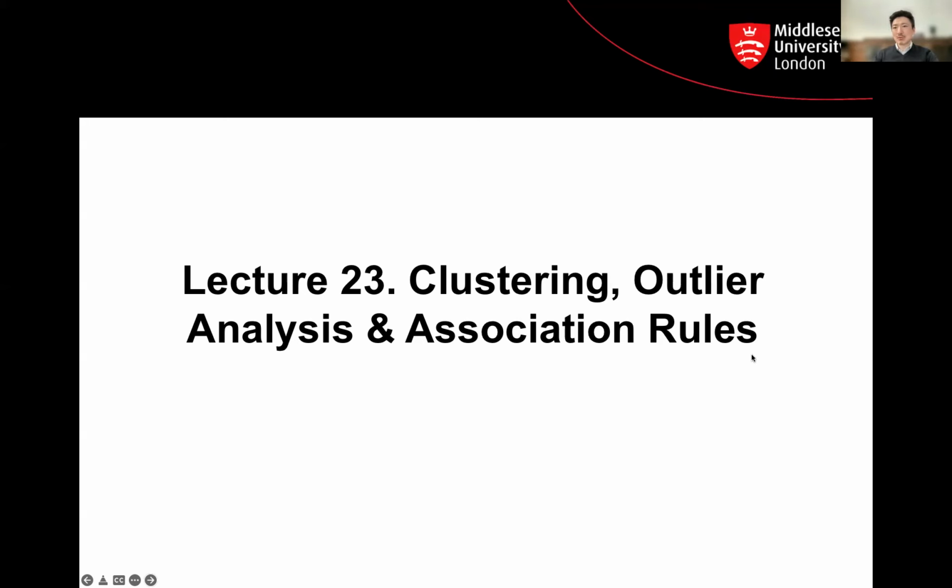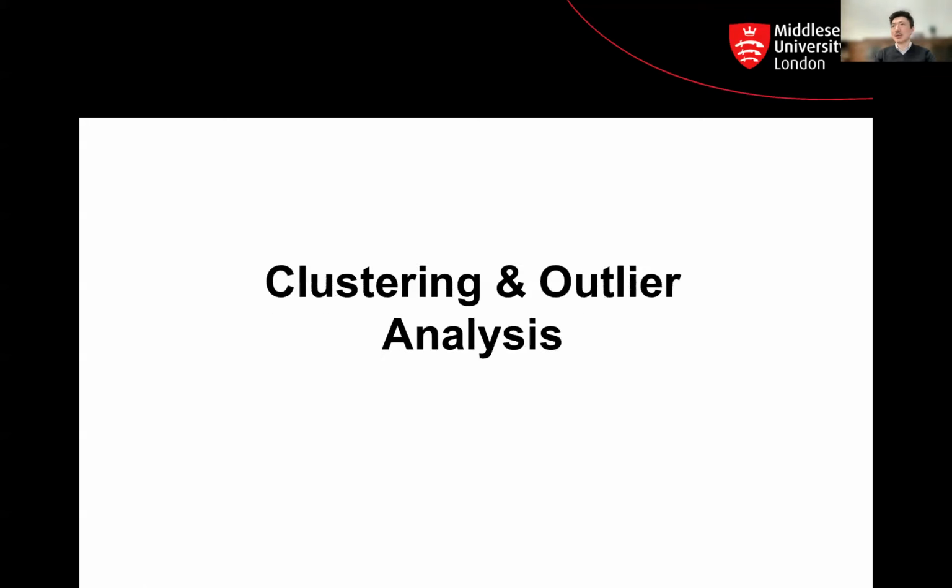It's about two things that happen more often than random chance. Okay. And we'll see some examples later on, which will make it make more sense. Okay, and we're going to start with the clustering and outlier analysis. And we mentioned these two are related.